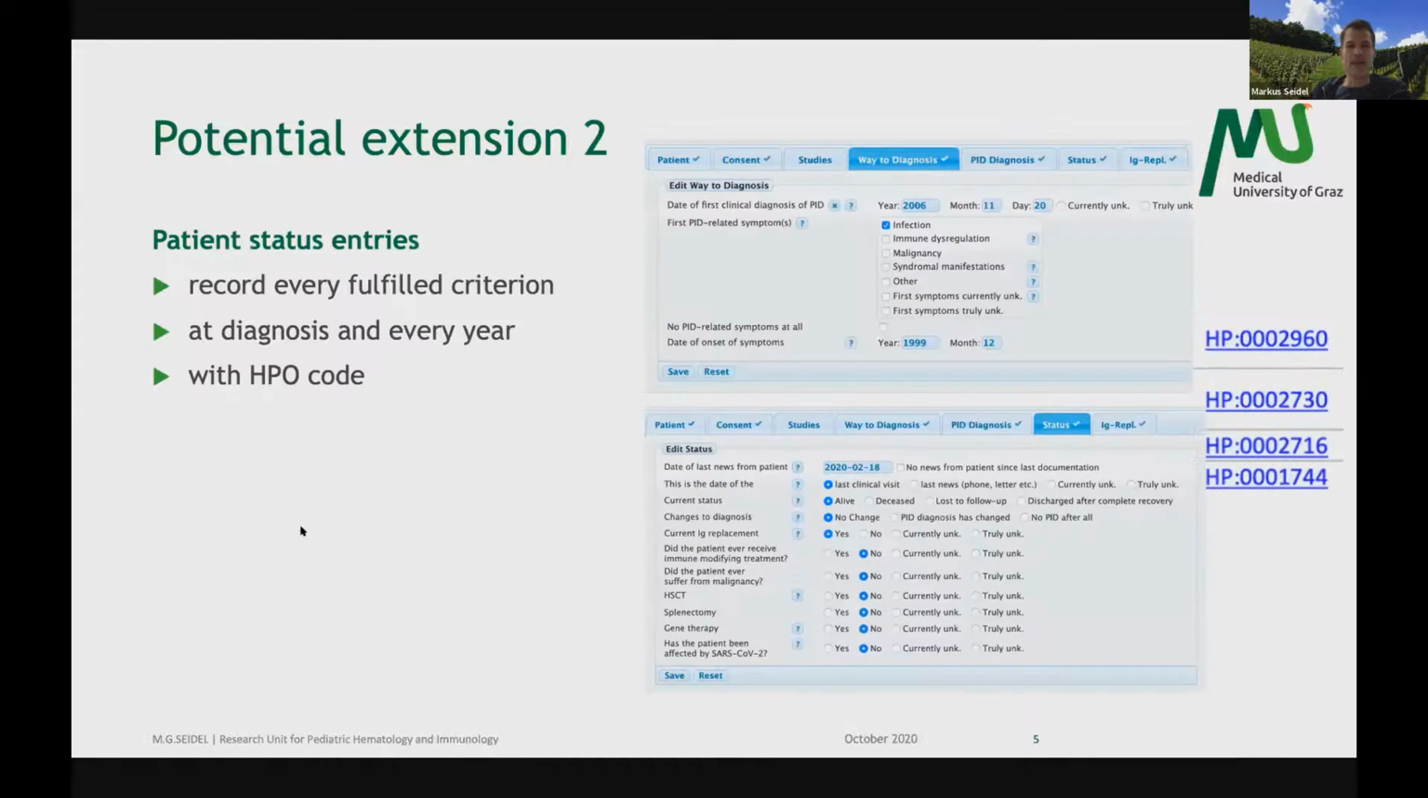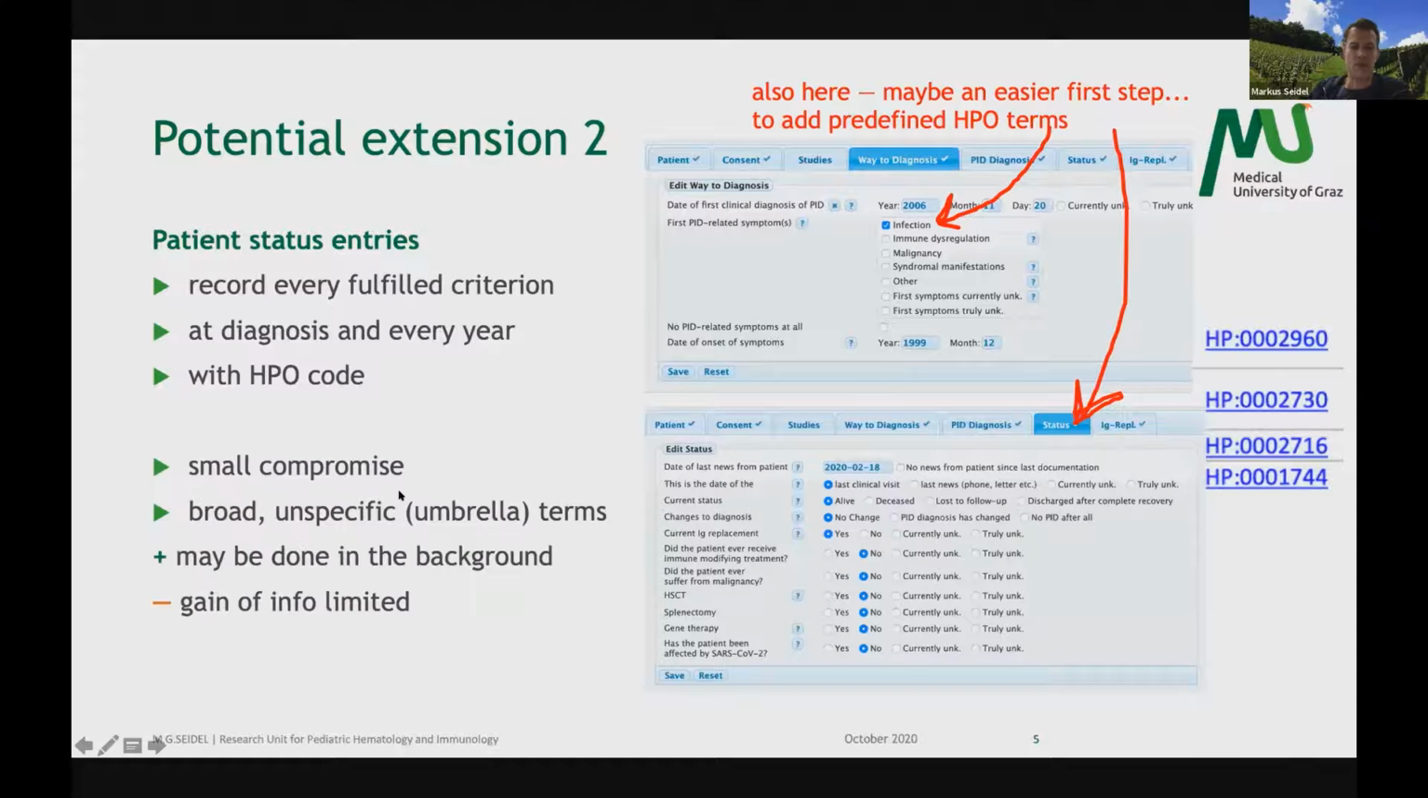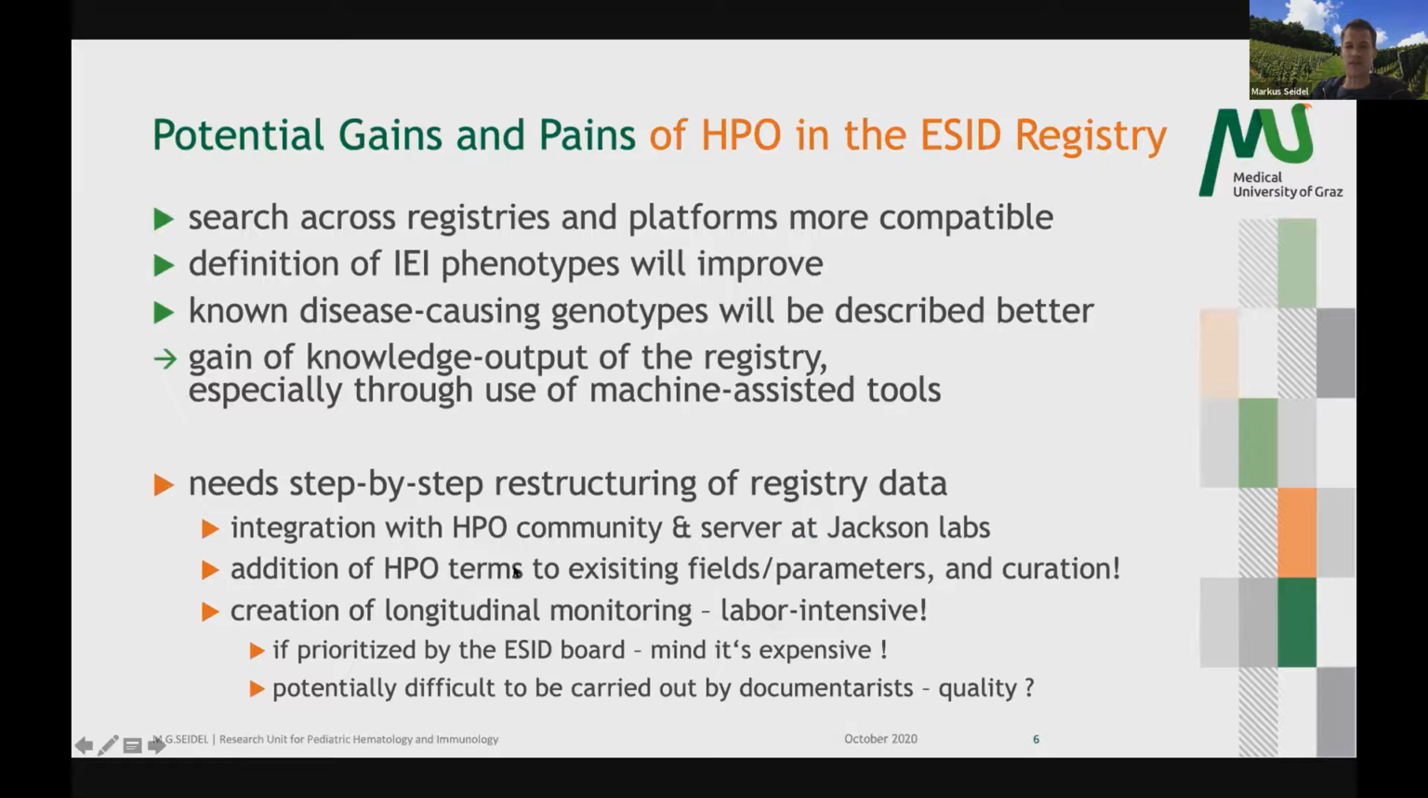and the course of the disease of every patient over time, only in specific sub-projects. The other potential extension would be to use what is already there. For example, to add terms here. This could maybe be done also in the background, but this would probably be a small compromise and only lead to a limited gain of information.